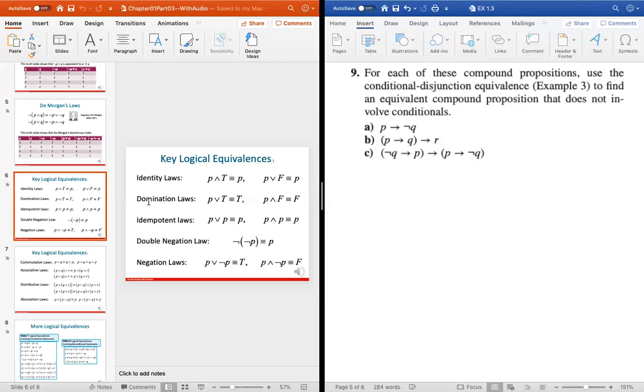Yeah, try to memorize as much as you can. These ones are important and you will definitely need them in the questions.